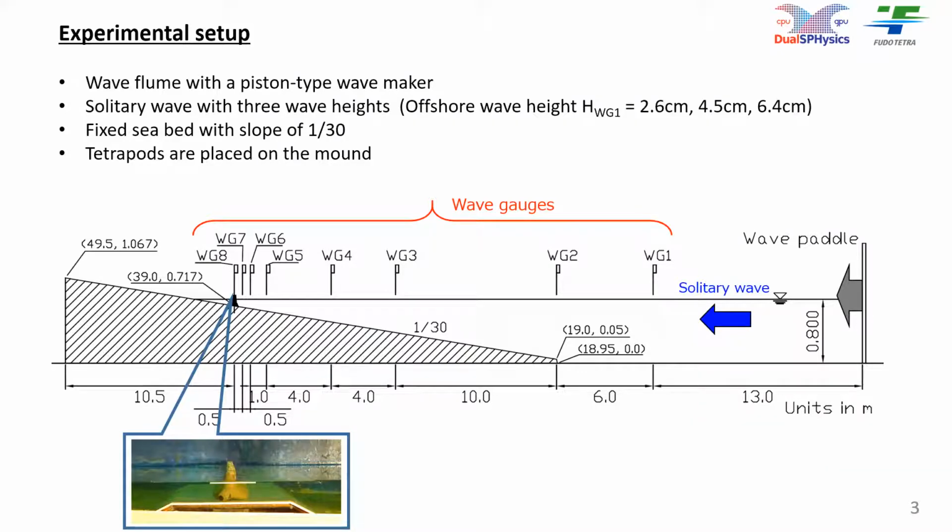First, I'd like to explain the experimental setup. We used a wave flume with a piston-type wave maker as shown in the figure. We generated solitary wave by pushing the wave paddle. The offshore wave heights were set to 2.6 cm, 4.5 cm, and 6.4 cm. We used fixed seabed with slope of 1/30, and tetrapods were placed on the mound.